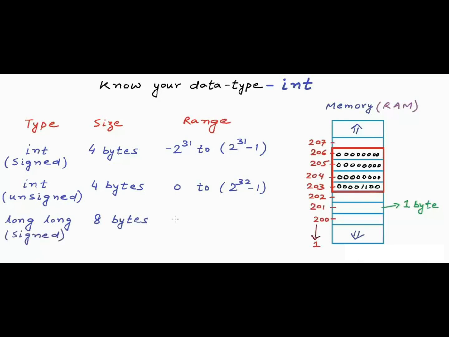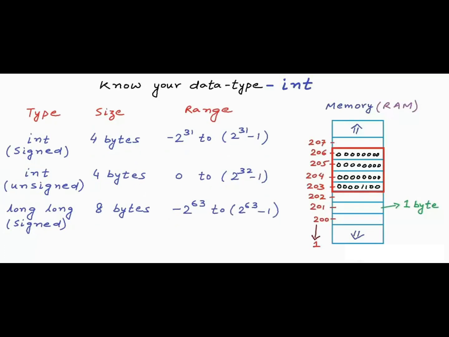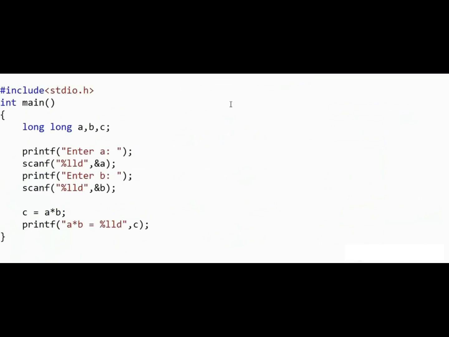With signed long, our range would be -2 to the power 63 to 2 to the power 63 minus 1. Negative values will once again be stored in 2's complement, and the range of unsigned long would be 0 to 2 to the power 64 minus 1. 2 into 10 to the power 10, which was result of our previous multiplication, would easily fit in a signed long. Now in this program that we had written earlier, I'm declaring a, b and c as variables of type long, or I can also say long int.